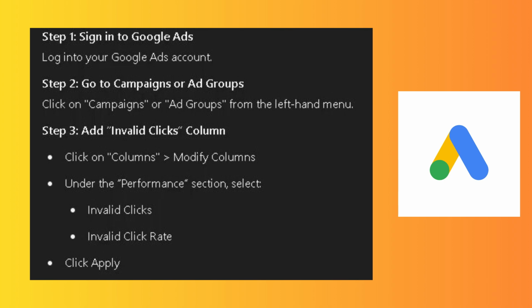Add. Click on the columns, then modify columns. Under the performance section, select invalid clicks or invalid click rate, then press apply. Now, you'll be able to see how many invalid clicks Google has detected.